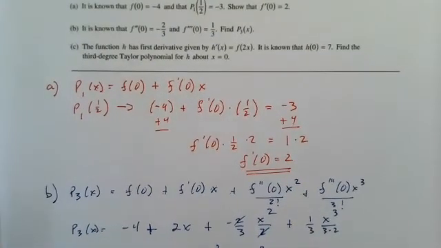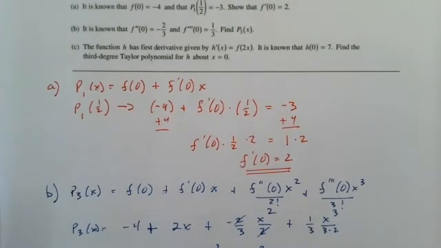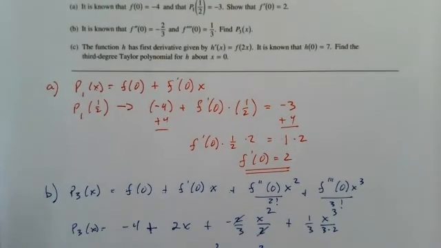Function h has first derivative. Now I got this wrong the first time I did it, and I know what I did wrong, but that's fine. The first derivative is h prime of x equals f of 2x. Note that h of 0 equals 7. Find the third degree Taylor polynomial for h about x equals 0. There's a lot of different ways to do this. I kind of liked doing the second one.